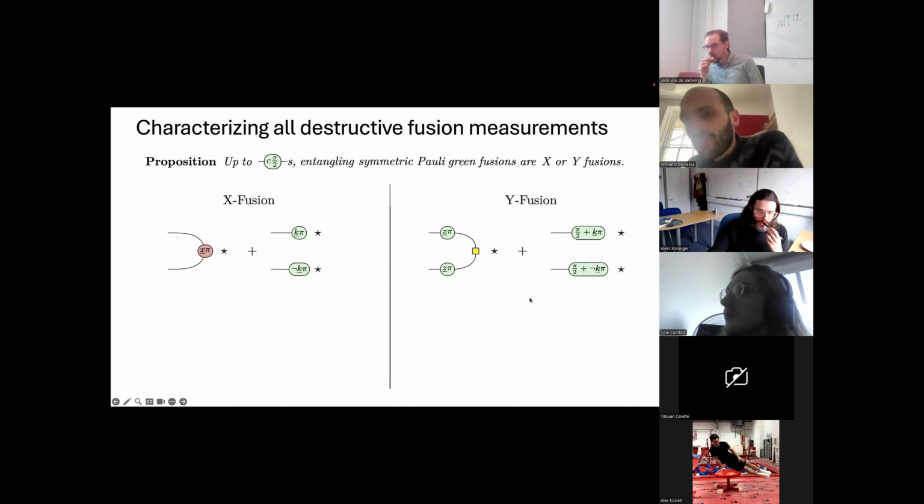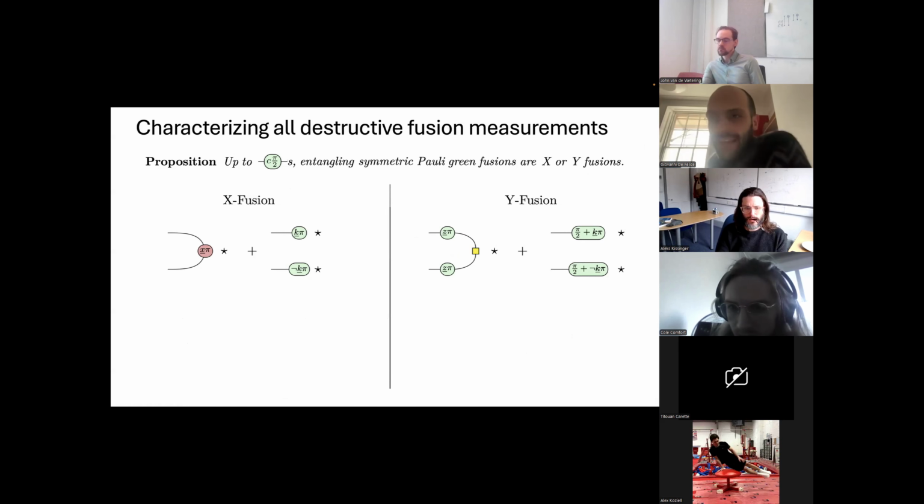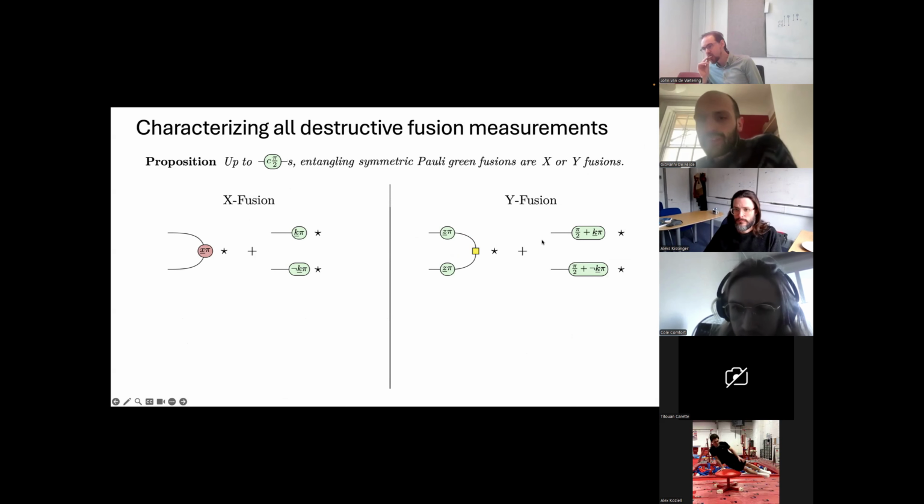And the other one is a Y fusion, which was also used in the literature to do repeat until success CZ gates using optical gates. So in this case, we kind of recover the type 2 fusion of PsiQuantum, but there's also this Y fusion, which is kind of the other possibility. The Z fusion, which you would expect, is not interesting because it doesn't create any entanglement, even in the success case.